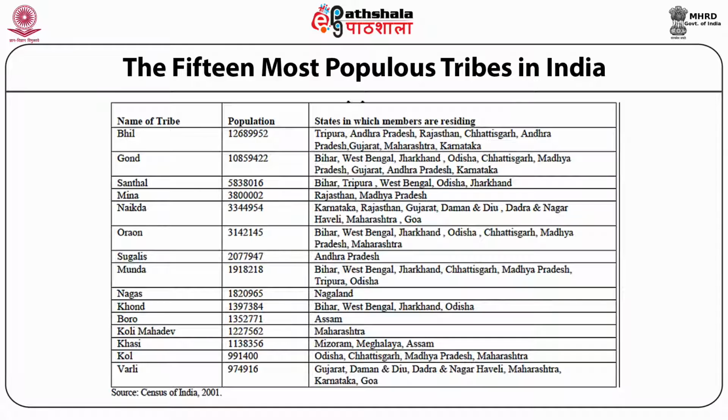Khonds are distributed in Bihar, West Bengal and Jharkhand. The Bodo tribe is from Assam, Koli Mahadev from Maharashtra, Khasi from Mizoram, Meghalaya and Assam, and Kol, with a population size of 9,91,400, are distributed in Odisha, Chhattisgarh, Madhya Pradesh and Maharashtra. And at the end of this list there is the Varli tribe, and they are distributed in Gujarat, Daman and Diu, Dadra and Nagar Haveli, Maharashtra, Karnataka and Goa.